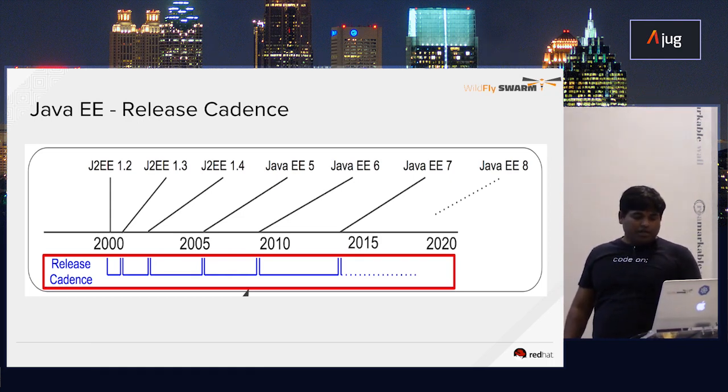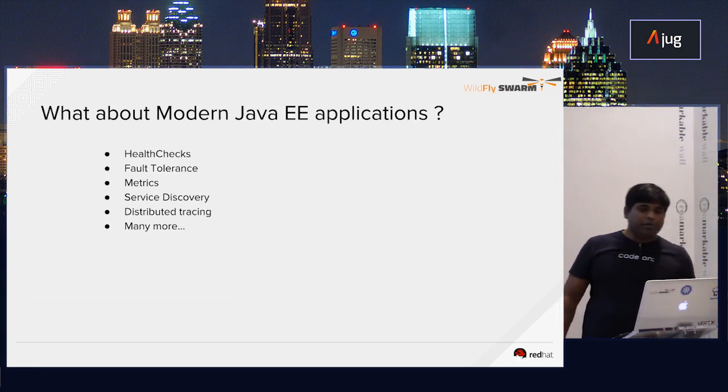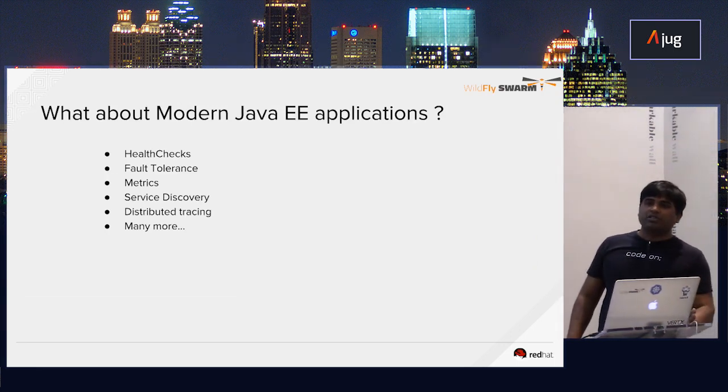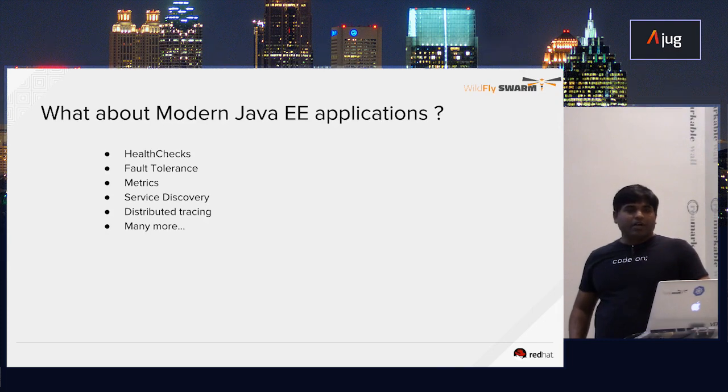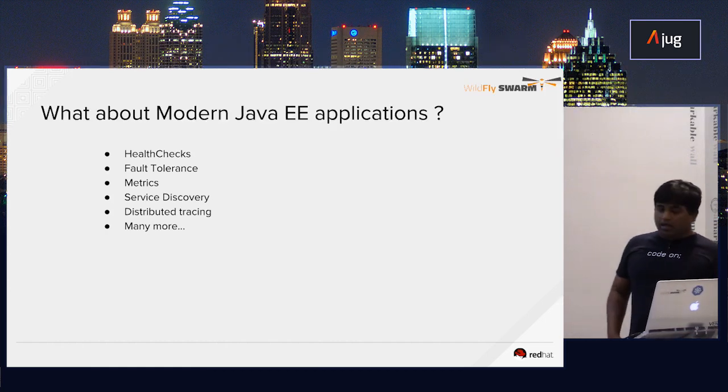But if you want more cloud native capabilities, things like fault tolerance, health checks, distributed tracing or service discovery, which are not part of the Java EE API at all, you obviously have to grab some other frameworks to achieve that functionality, or look at a container platform like Kubernetes or OpenShift, at least to provide some of this functionality.